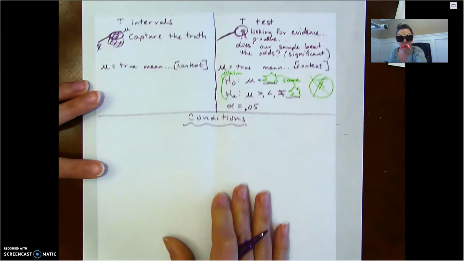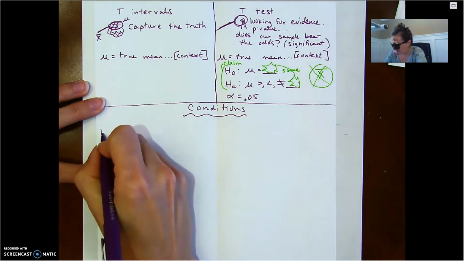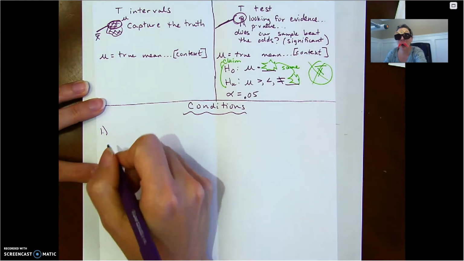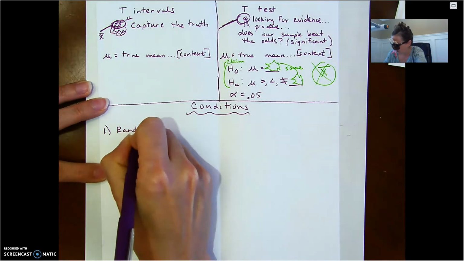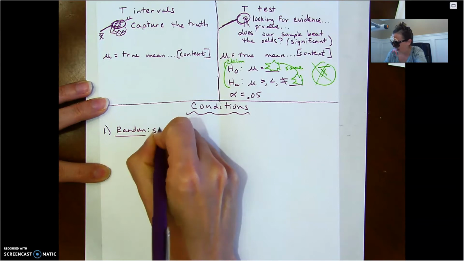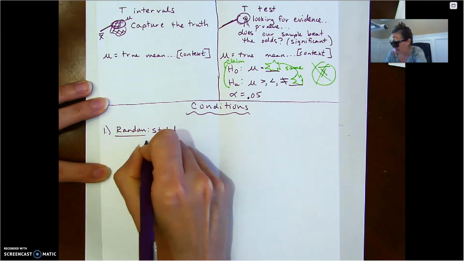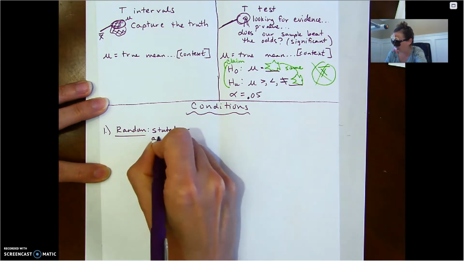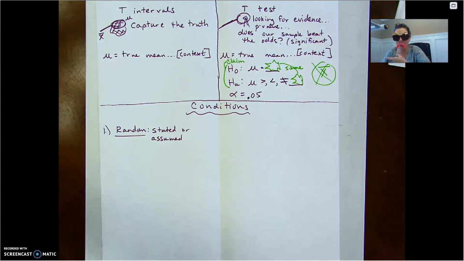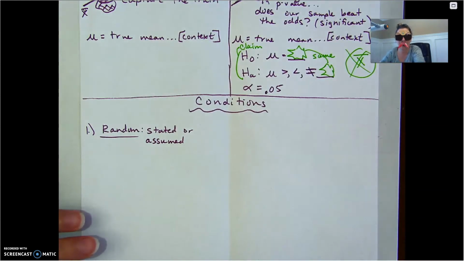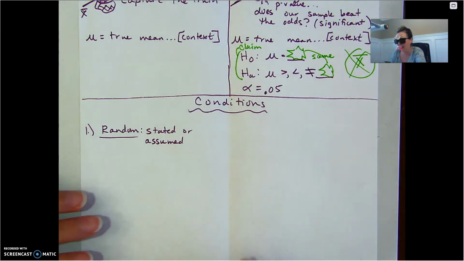All right, so the conditions are the same for both of these. The first condition is, of course, random. We want that data to be random. And usually we say it's stated. If it's not stated, then we have to assume it. So it's stated or assumed. We want to see things like SRS, or maybe they did stratified or cluster, some type of randomization for their data. Convenience sampling, voluntary sampling, that's a no-no. We can't do inference on that type.